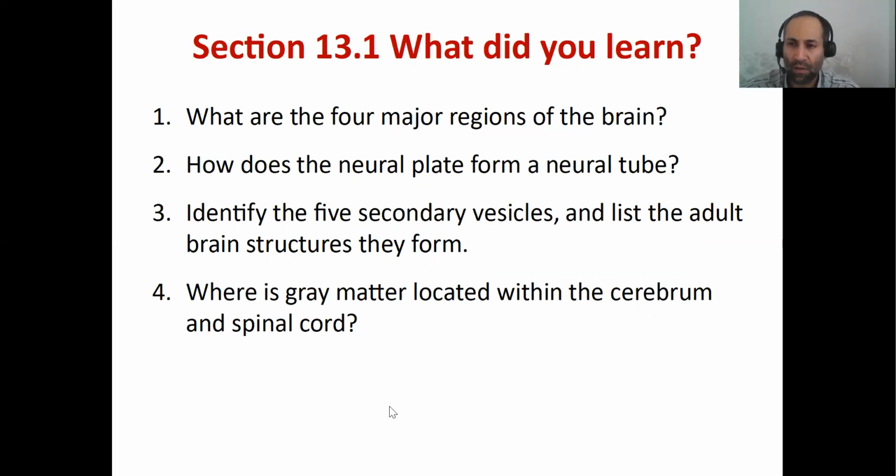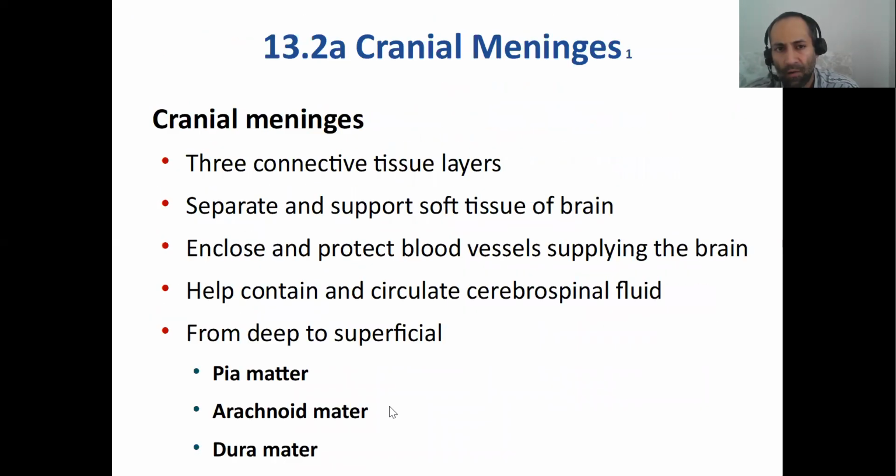What are the four major regions of the brain? Cerebrum, cerebellum, diencephalon, and brainstem. How does the neural plate form a neural tube? By dipping in of the ectodermal cells. We saw that. Identify the five secondary vesicles: telencephalon, mesencephalon, metencephalon, myelencephalon. List the adult brain structures they form. We talked about those too. Where is gray matter located within the cerebrum? On the outside, in the cortex. In the spinal cord, it's on the inside, in the form of the English letter H.